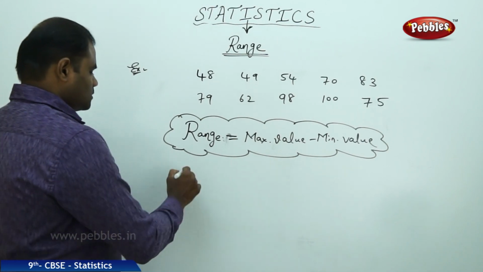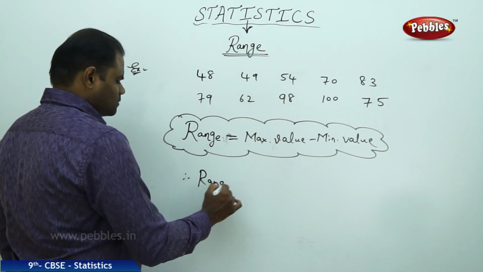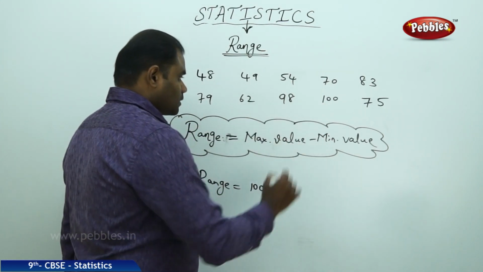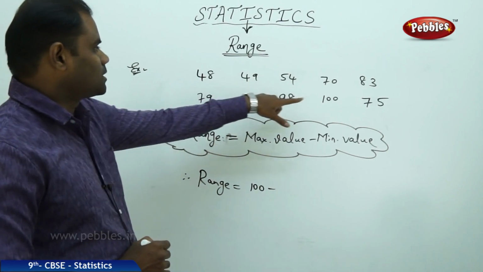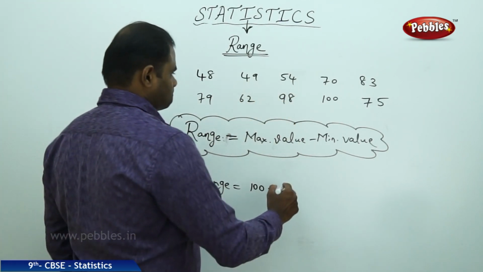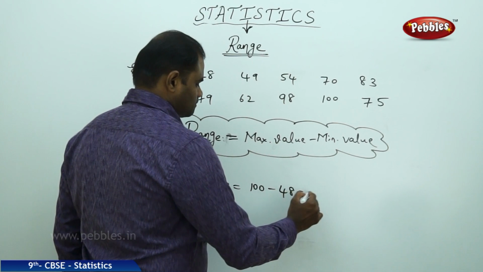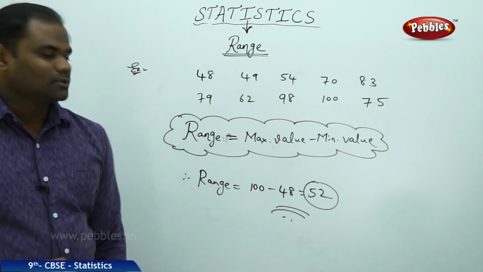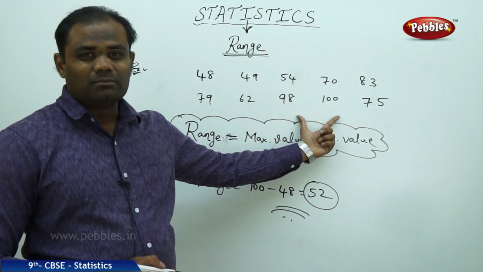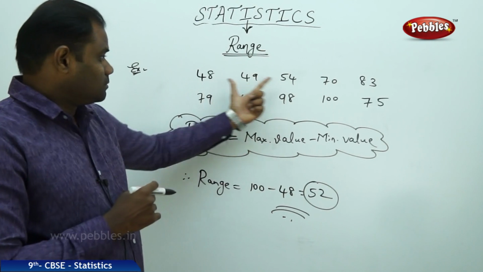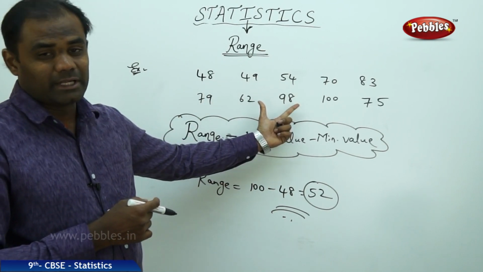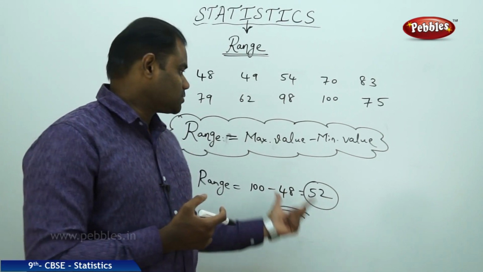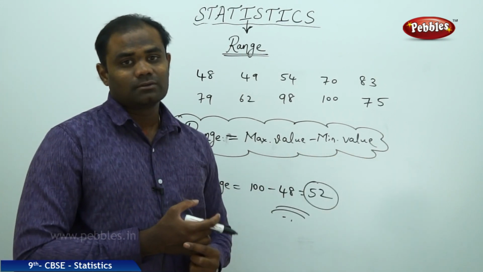In this case, therefore, the range would be the highest value, which is 100, and the lowest value, which is identified to be 48. Therefore, my range is 52. So for the given problem with the 10 students' marks listed out here, the range is 52. Range is highest value minus lowest value.